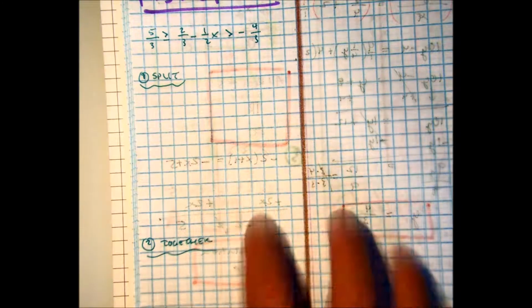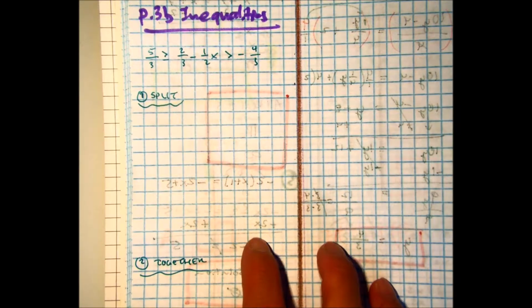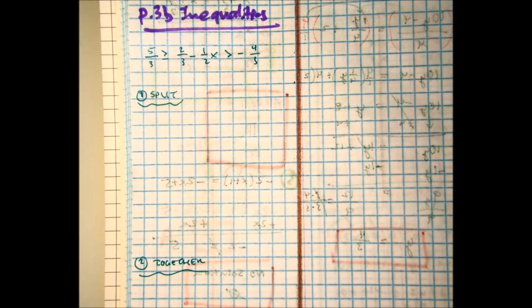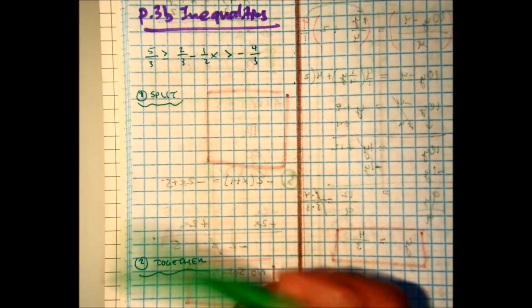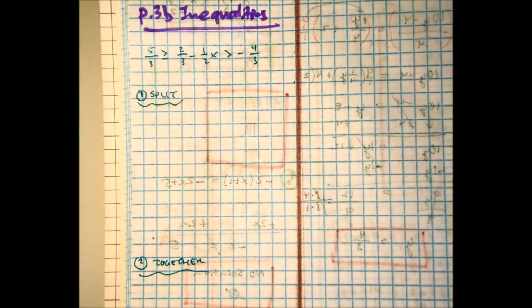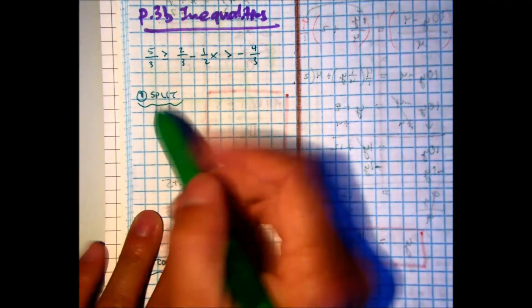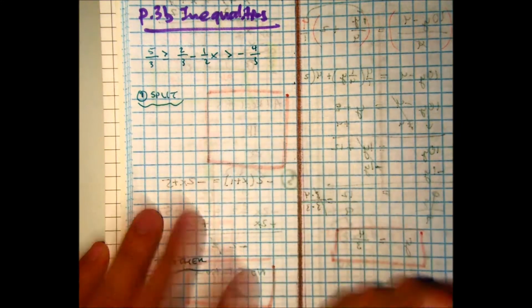Alright, so here we are solving inequalities. Before we kind of graphed inequalities, but now we're solving them. I'm going to actually show you guys how to do this in two ways. And you can pick one, whichever made sense for you, okay? So this first method is called splitting.